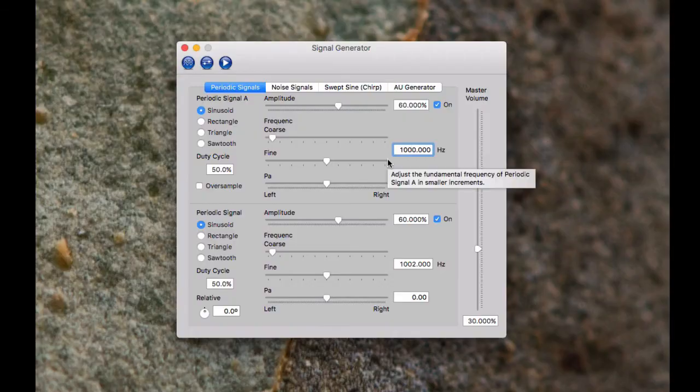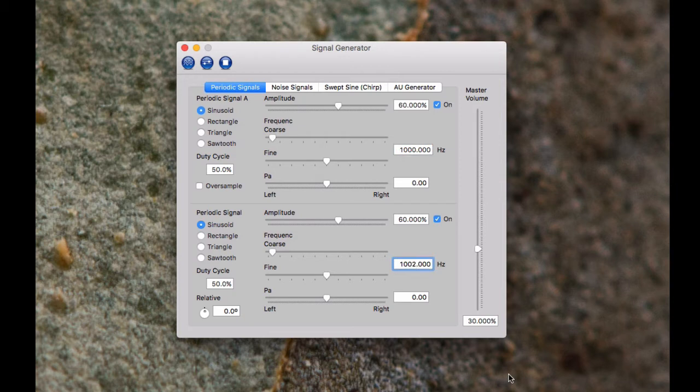Here's an example of an acoustic beat note. We're going to play two different frequencies on top of each other, one at 1000 Hz and the other at 1002 Hz. We turn it on, we hear this rather irritating sound. The frequency you hear is 1001 Hz, so it's the average of these two frequencies, but it's being modulated, it's turning on and off at a rate of 2 Hz, which is the difference between these two frequencies.